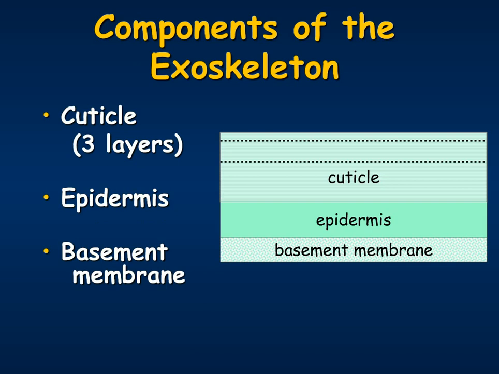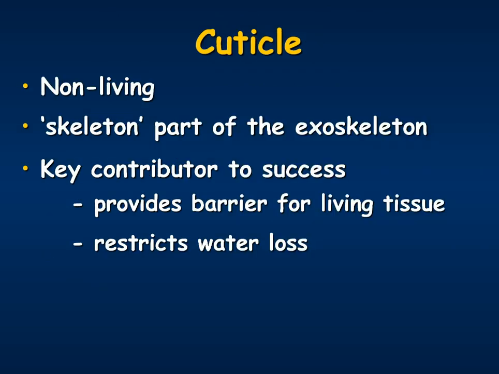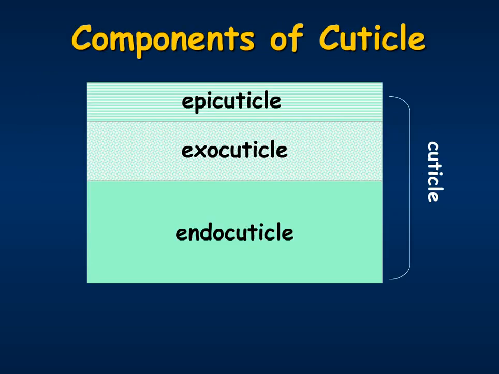Now, knowing the basic composition of these layers can also help you with control strategies. For instance, using a contact insecticide which penetrates the layers. So let's talk about the cuticle a little bit. It's non-living, and it's the skeleton part of the exoskeleton. It's also a key contributor to the success of insects because it provides a barrier for living tissue and it restricts water loss. So the cuticle is composed of 3 different layers: the epicuticle, which is the outside layer, the exocuticle, which is the middle layer, and the endocuticle, which is the innermost layer.